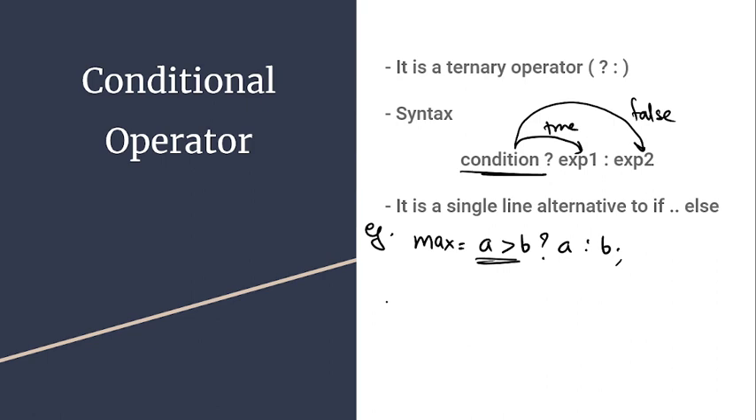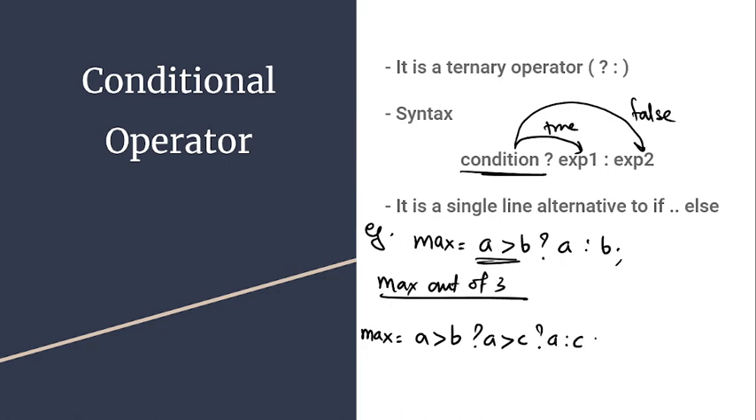I'll just take one more, a bit more challenging, and I'll leave it to you for getting it very clear by practice. So if I want to find max out of 3, I'll be using the nested conditional operators. How do I get max out of 3? I would say A greater than B question mark, A greater than C question mark A colon C colon B greater than C question mark B colon C.